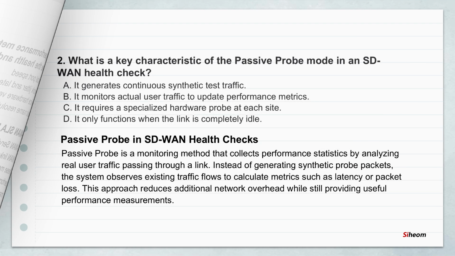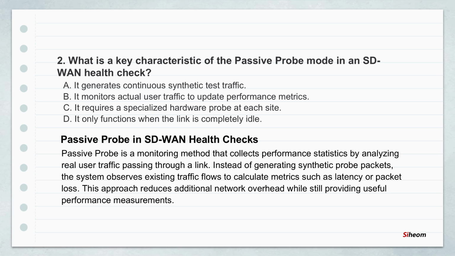Which is brilliant, and it leads directly into question 2. Because how does the system actually measure those real-time conditions without crippling the network with synthetic test traffic? The passive probes. Yes. Question 2 tests your knowledge of the passive probe mode in an SD-WAN health check. The options give you things like generating continuous synthetic traffic or requiring a hardware probe, but the correct answer is that it monitors actual user traffic.